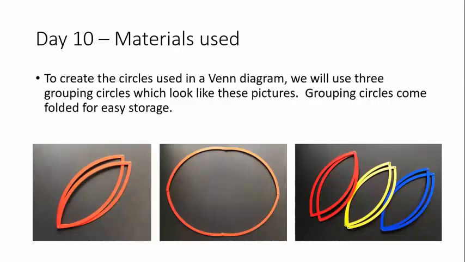To make our Venn diagrams, we will be using some special manipulatives here. We have something called grouping circles. And for those of you who are going to be teachers, this is a really nice object to have. They fold for easy storage. You can see one, the red one, that is folded and it folds out into a circle. And they come in 3 colors, red, yellow, and blue.